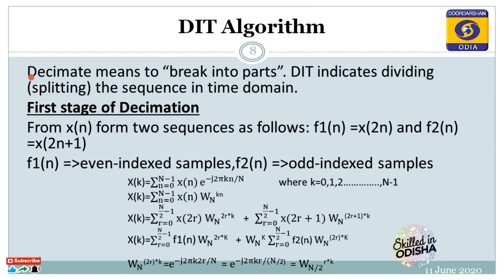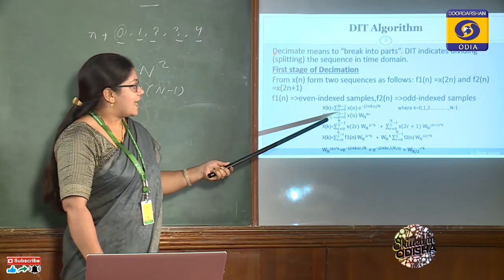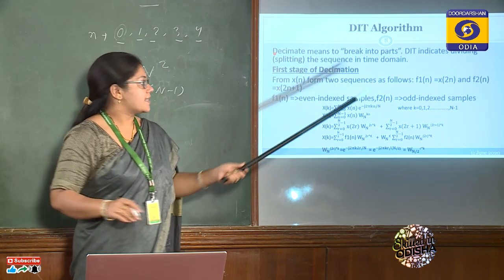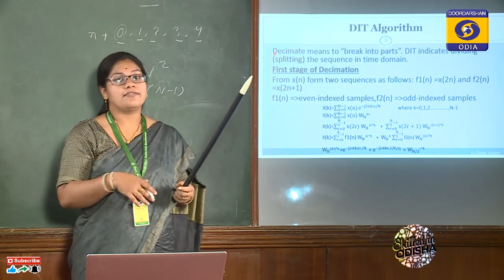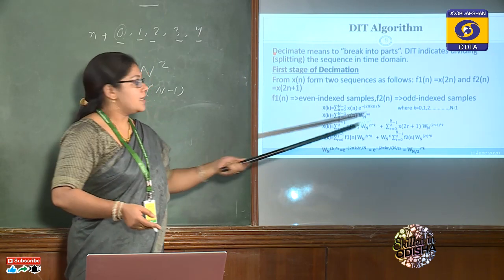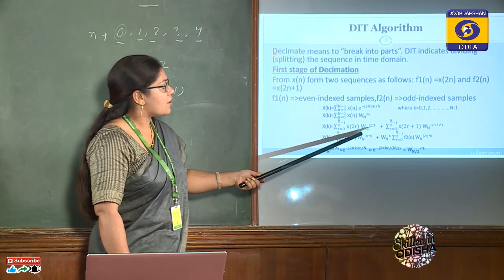Now an obvious question is, why have I taken this limit to be r? Because in the previous case the limit was from 0 to N minus 1. But when we divide the N-point sequence, we are actually dividing the numbers, so here there will be N by 2, and here also N by 2. So for that we have taken r equal to 0 to N by 2 minus 1, here also 0 to N by 2 minus 1. Similarly, this exponent factor will also change.